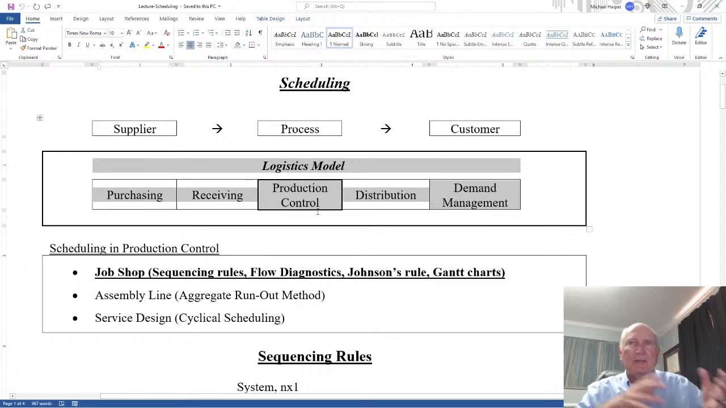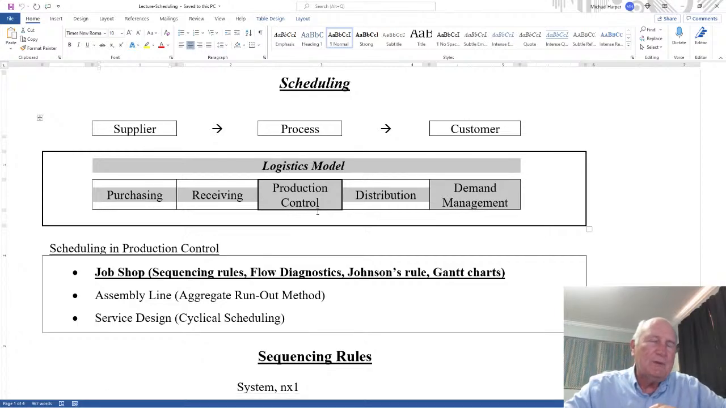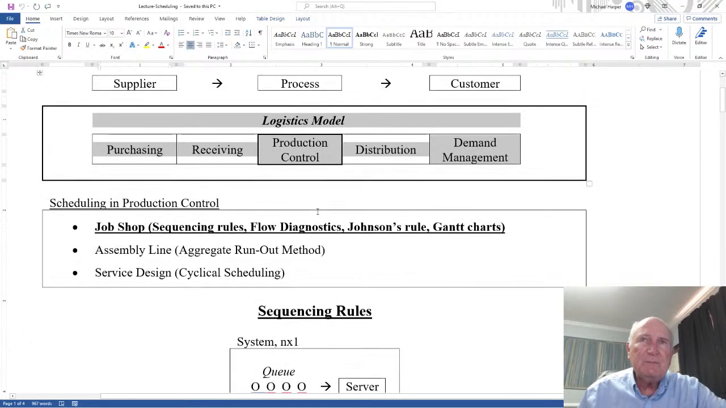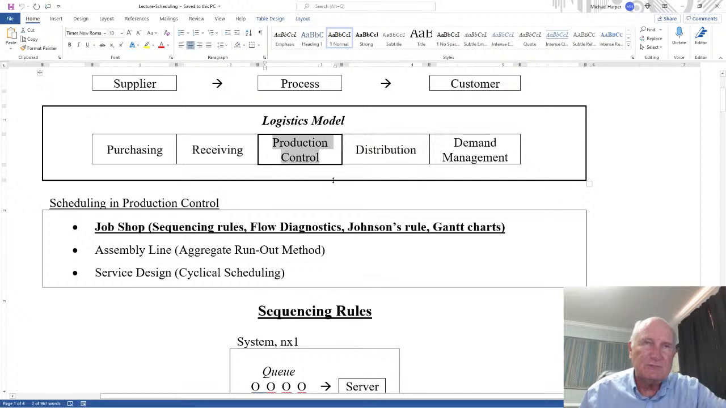Movement of things from one place to the other. It can be movement of material, movement of people. In some cases it could be movement of money, but here we're talking about movement of material. This can be broken down, and we'll be focusing on the production control part of the logistics model.